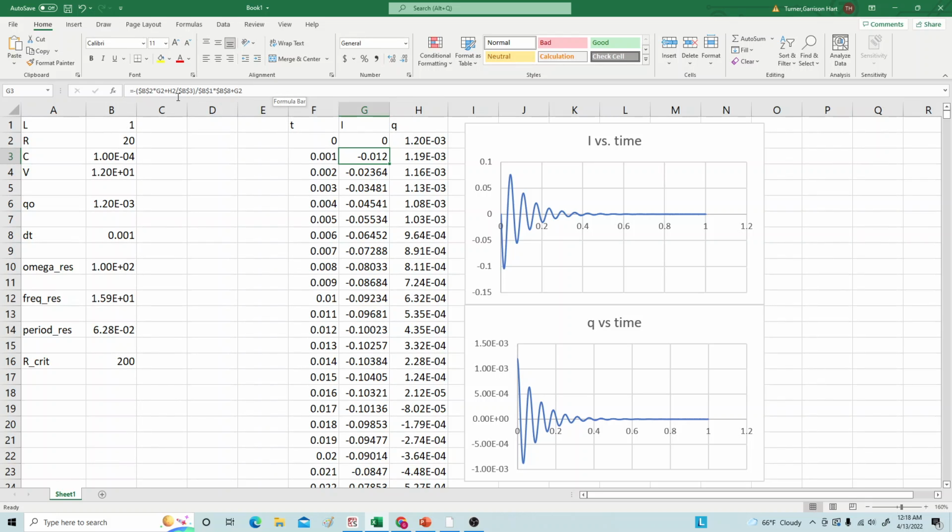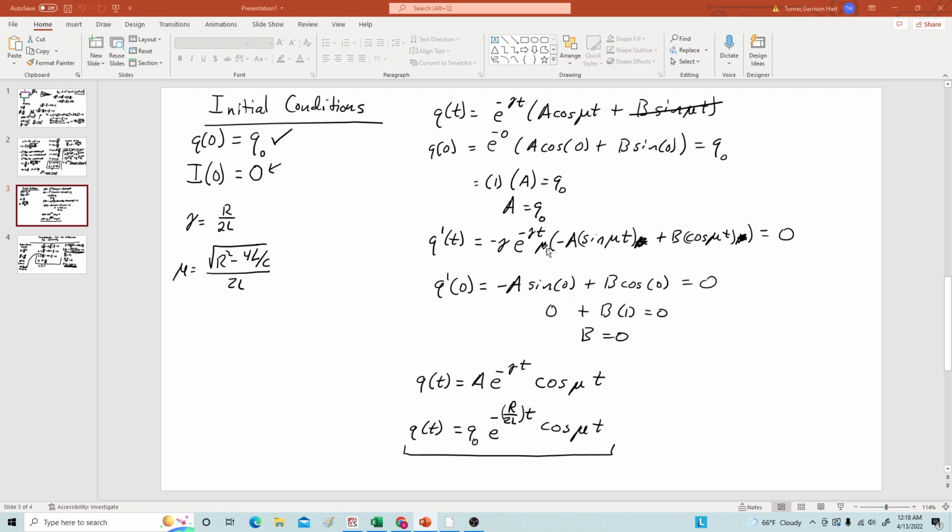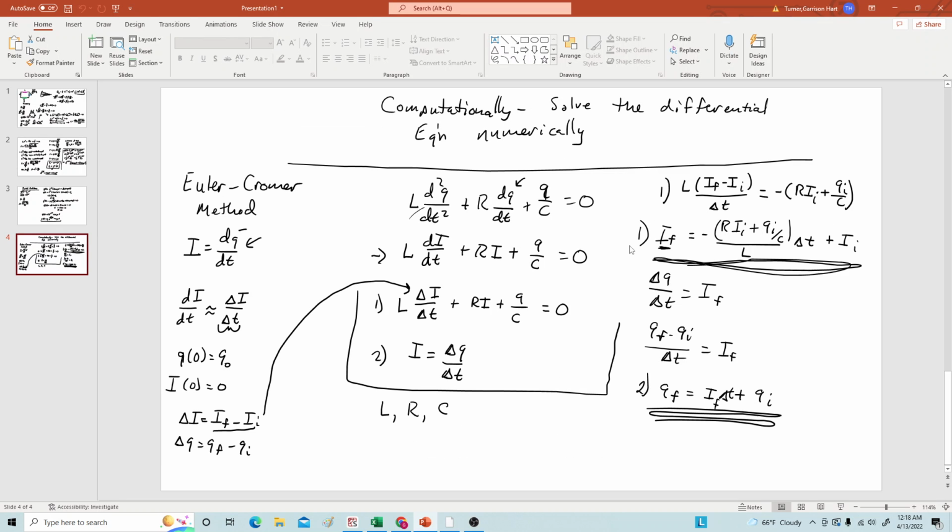Now, the next value of my current, this is where this formula actually comes into play. And this formula is this formula here. Okay, so I'm taking the negative quantity of R times I initial plus Q initial over C, divided by the inductance multiplied by the time plus I initial. So let's confirm that's what we have.